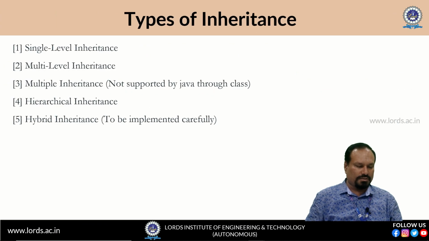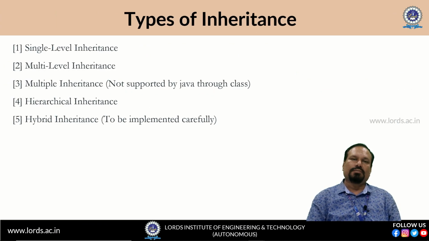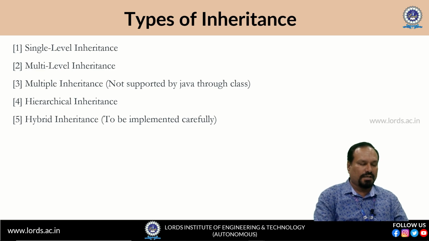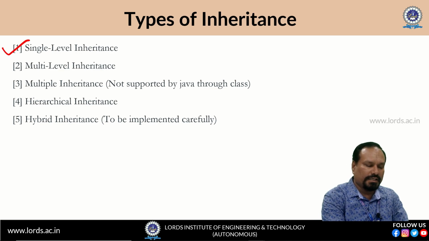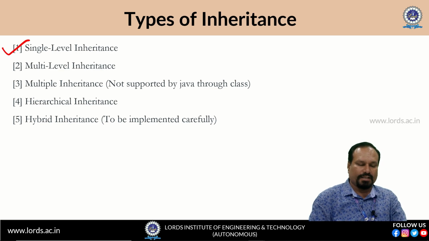So as of now, this is what I have shown you. Now the question comes, do we have types of inheritance? Yes, we have types of inheritance. Number one is single, or single level, inheritance. Second is multi-level inheritance.